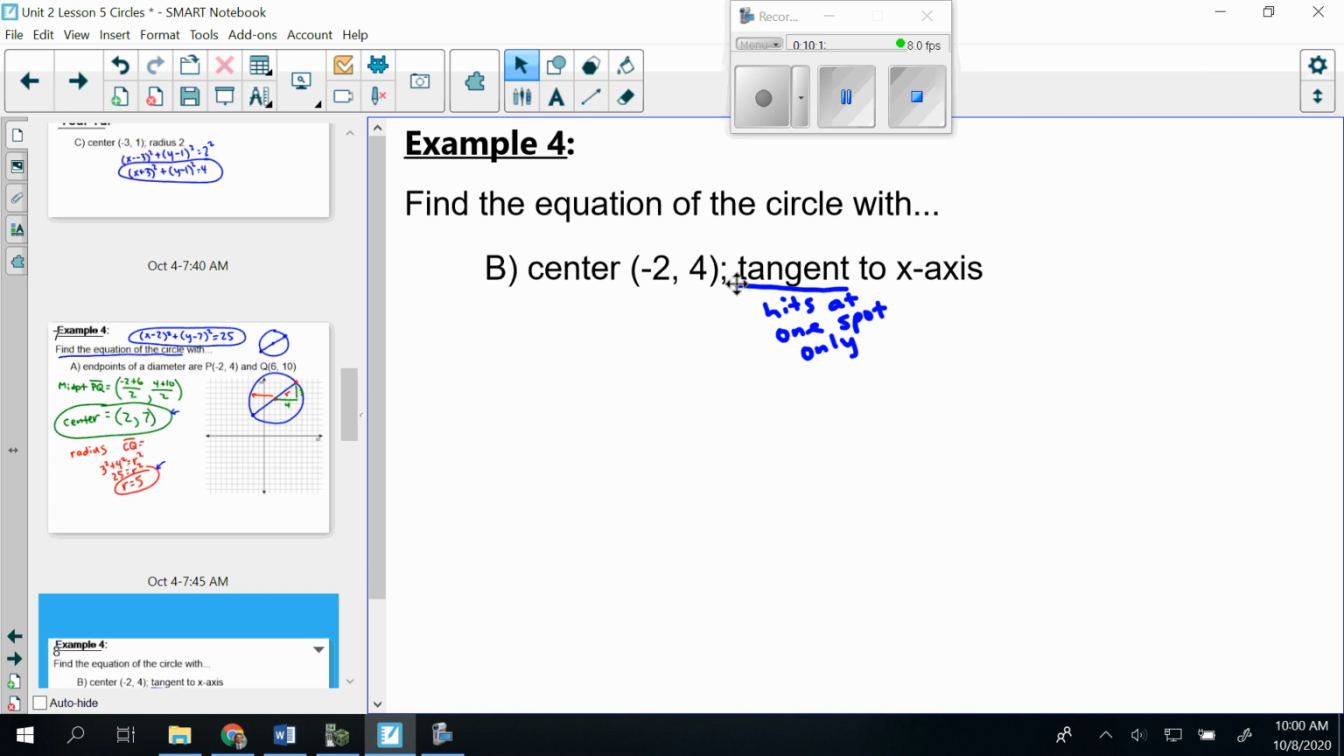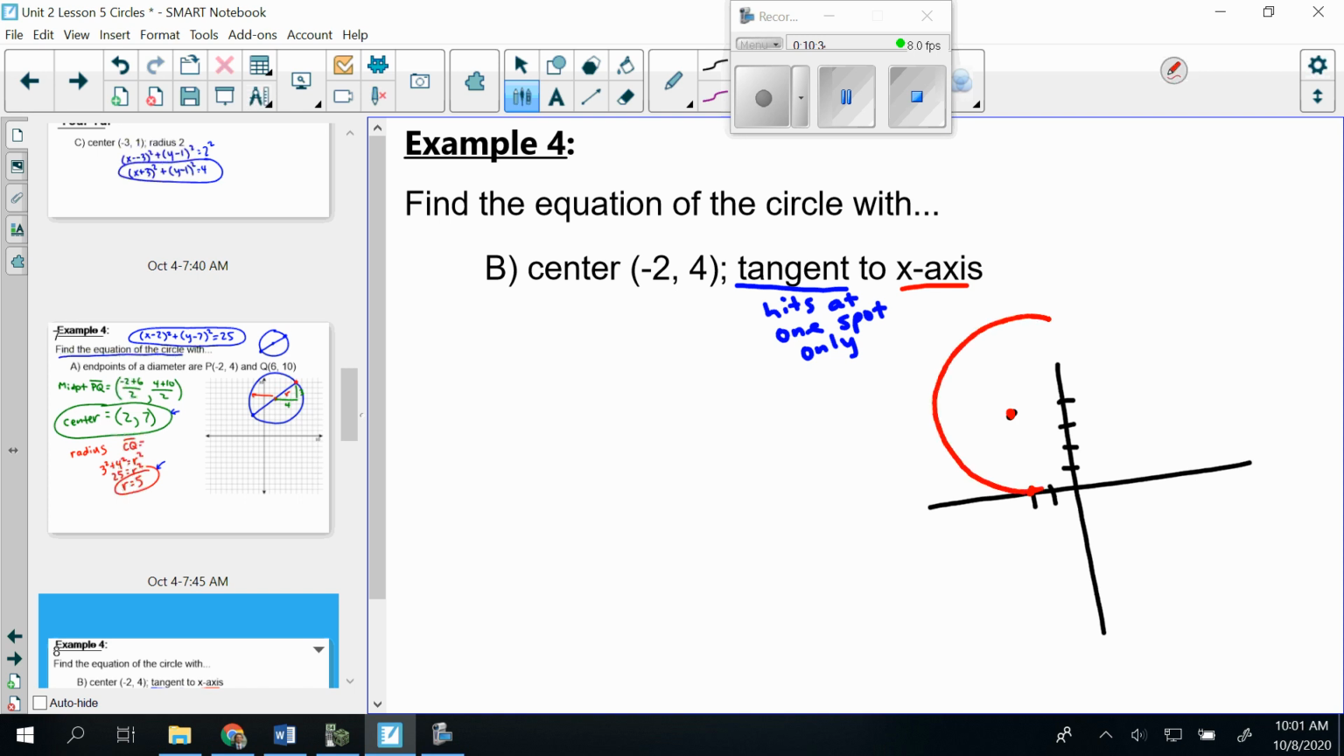So if we look at this problem on a graph, we've got (-2, 4). There's our center. We're going to have this circle that touches the x-axis at just one point. So the bottom of that circle has got to be right there, and the circle is going to just skim that x-axis right at that point. Well, that tells us something about our graph. If we know this is the center, that's got to be our radius there. And we can just count the number of spots here: 1, 2, 3, 4 spaces. So our radius then has to be 4.